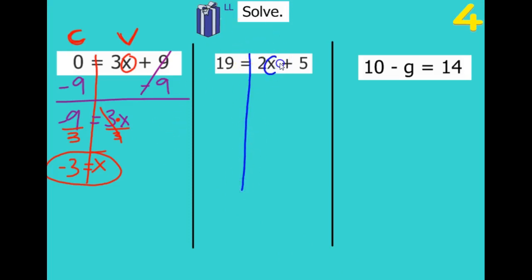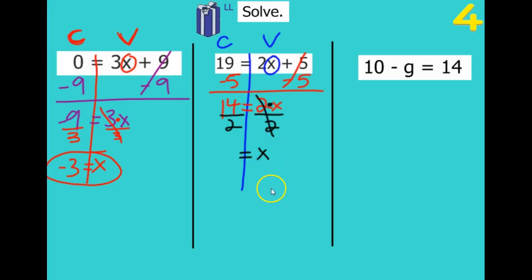Alright, let's continue. So we're going to do the letter last here, so keep your variable there. We want to get rid of first addition or subtraction, the outside layer. Subtracting 5. So we have 2x. 9 minus 5 is 4, so we have 14. And then last, this is multiply, so we need to divide. 2 over 2 is just 1, so we have x. 14 divided by 2 is 7.